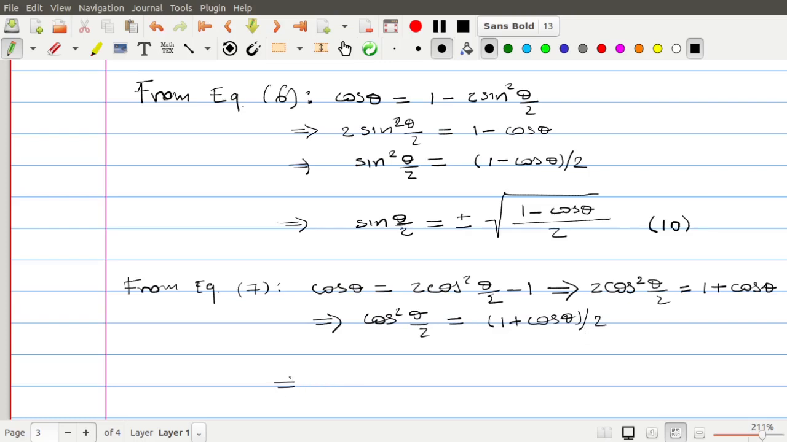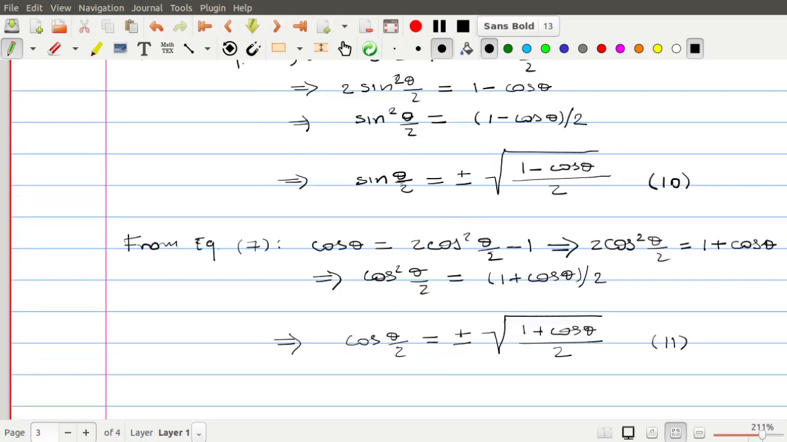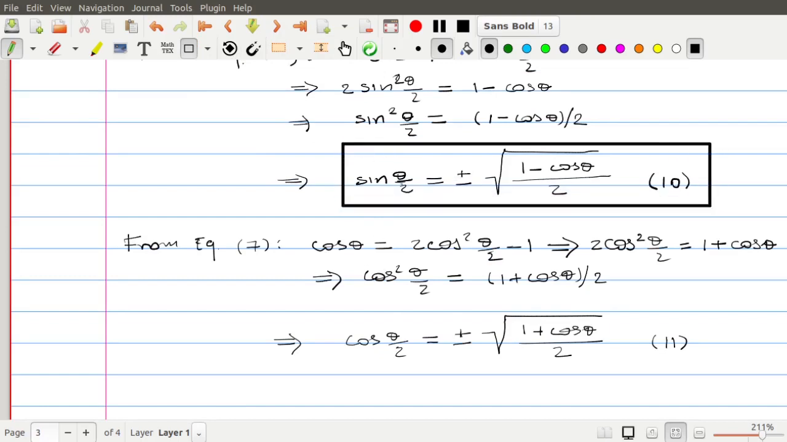So finally, if we take the square root, cosine theta by 2 is equal to plus or minus the square root of 1 plus cosine theta, divided by 2. And this is equation 11. So we can box these two equations, and we are not yet done.